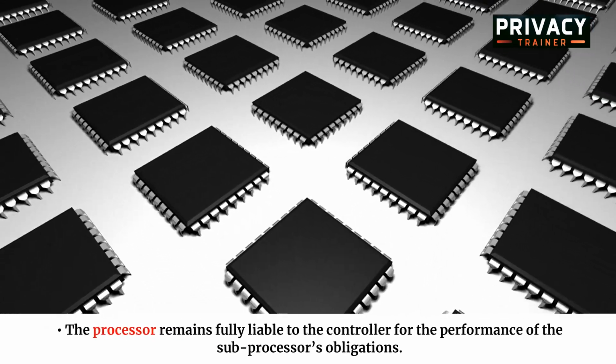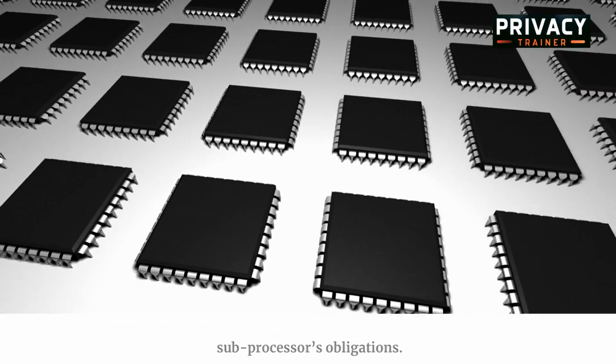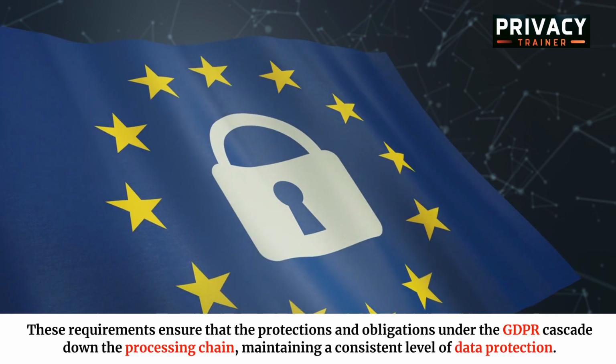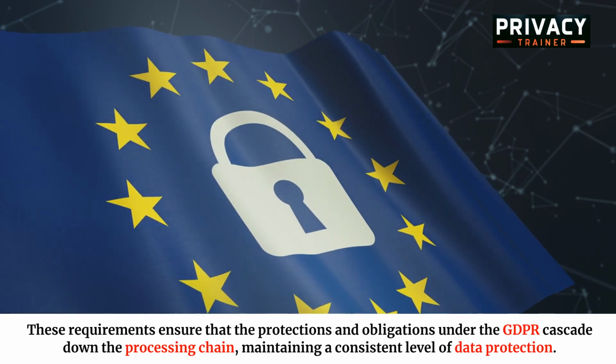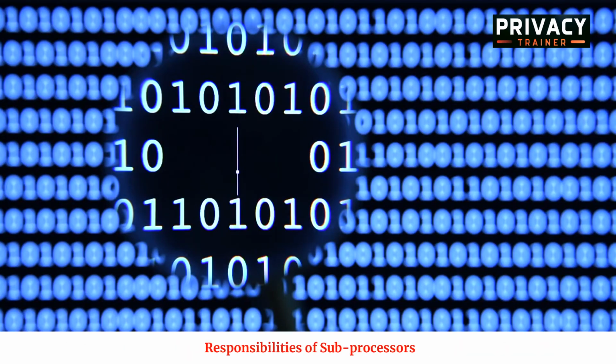The processor remains fully liable to the controller for the performance of the sub-processor's obligations. These requirements ensure that the protections and obligations under the GDPR cascade down the processing chain, maintaining a consistent level of data protection.